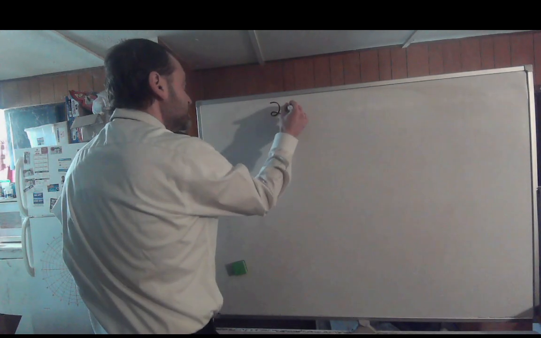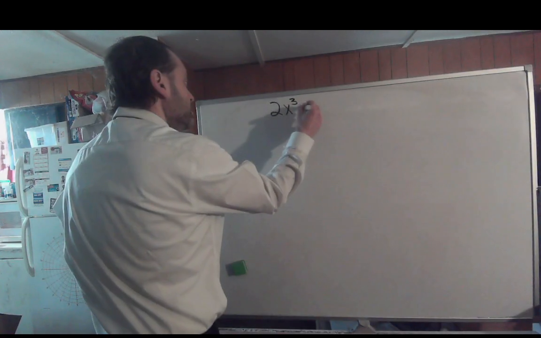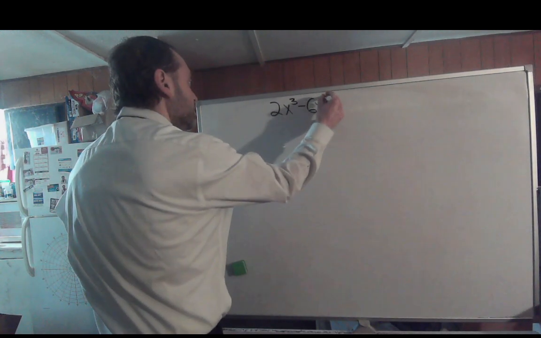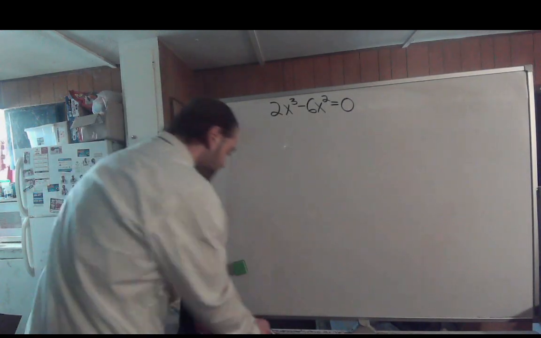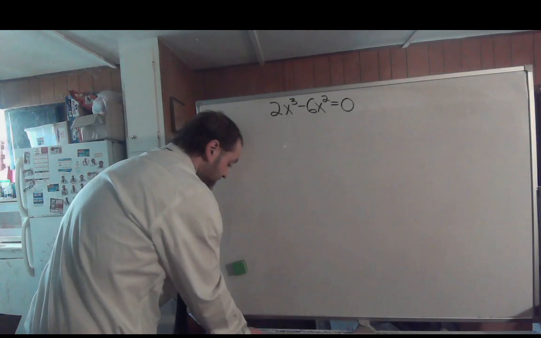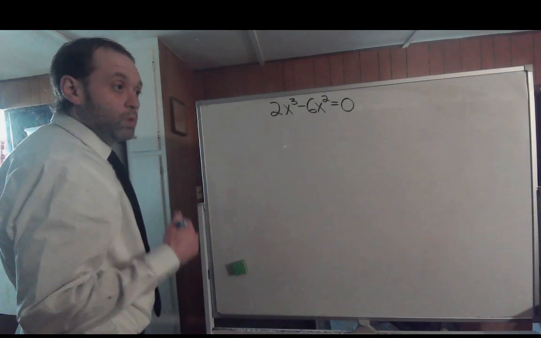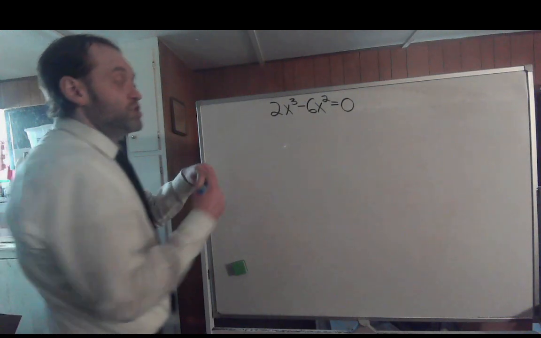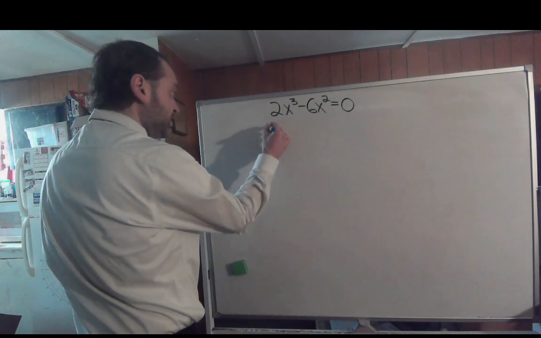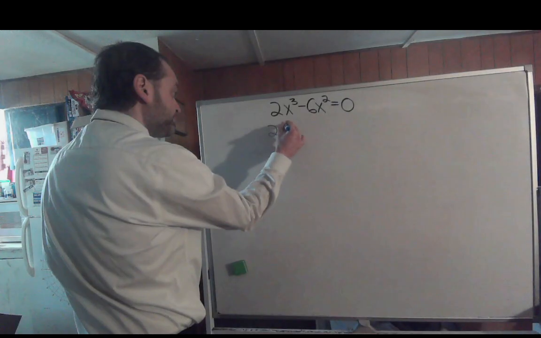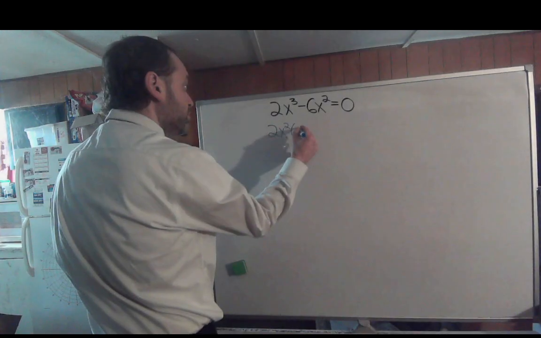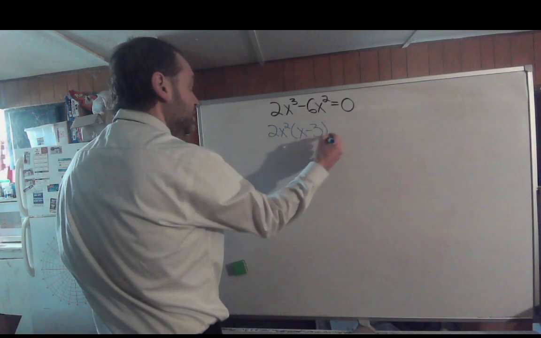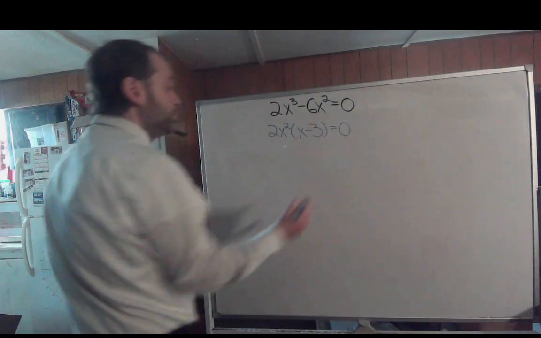Okay, a similar one. We have 2x to the third minus 6x squared equal to 0. Well, there's a common 2x squared, right? We can certainly factor that out. You have 2x squared times the quantity x minus 3 equal to 0.